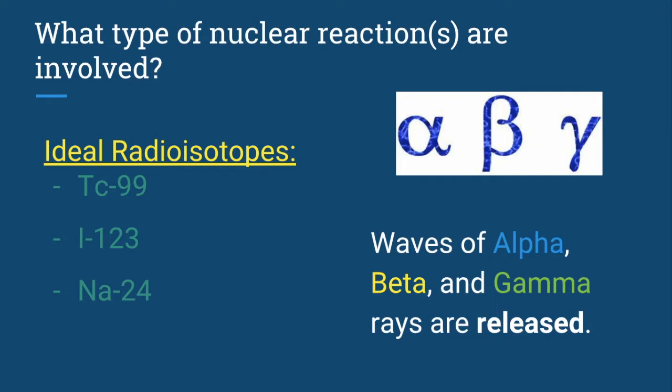Another one is iodine 123, and it's ideal for the treatment and diagnosis of cancer. The last is sodium 24, and it's used by doctors and scientists to test the circulation of blood in the body. Also, waves of alpha, beta, and gamma rays are released.